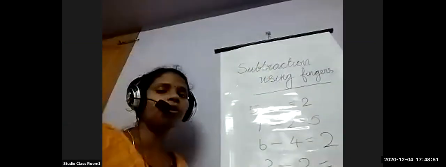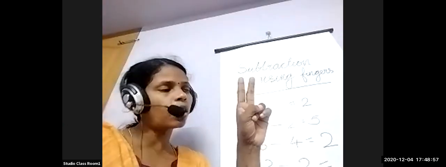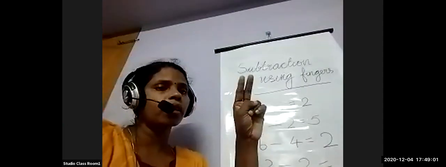Now let us see another one. 2 minus 2. So open 2 fingers. From this 2 fingers, close 2. We are closing 2 fingers. What is remaining? Nothing. So 2 minus 2 is equal to 0.